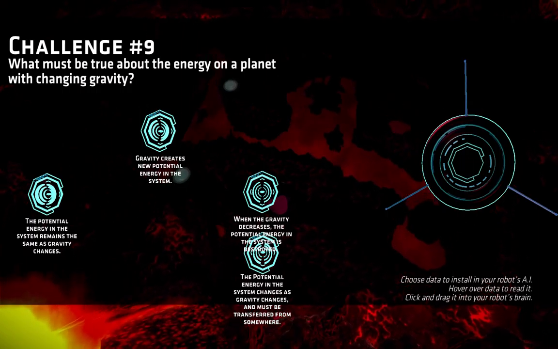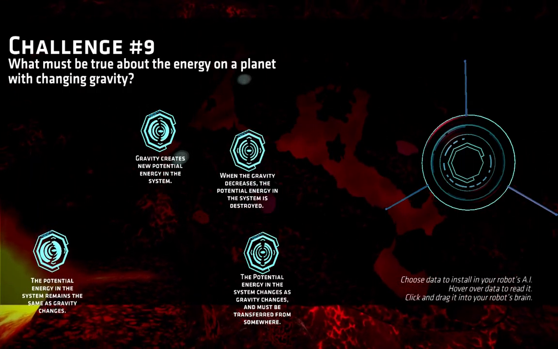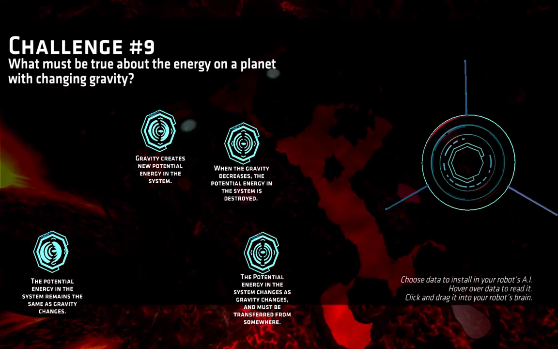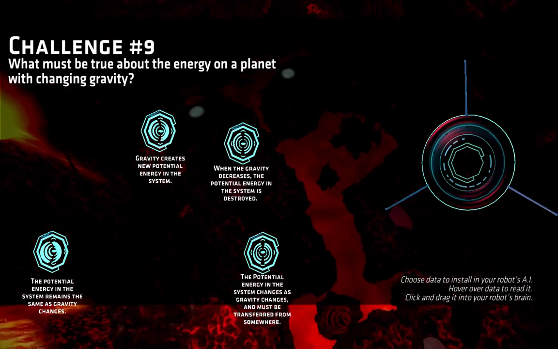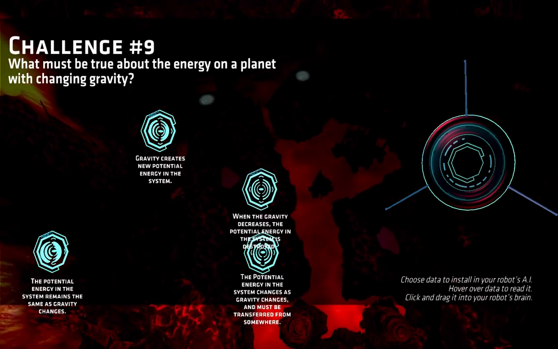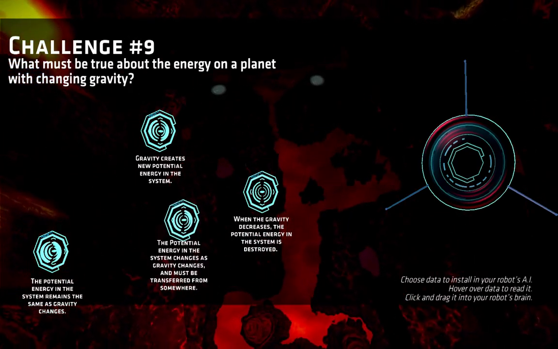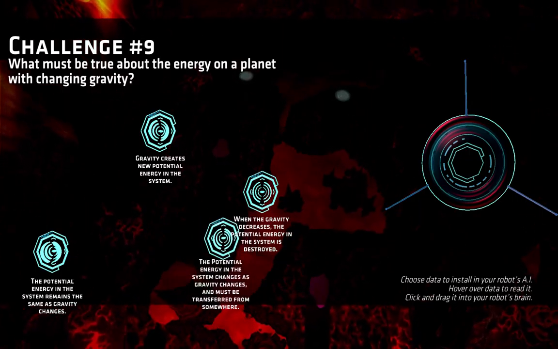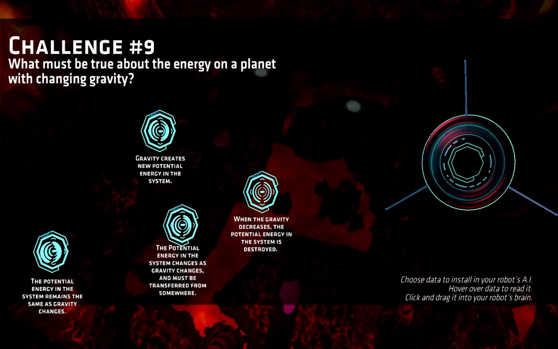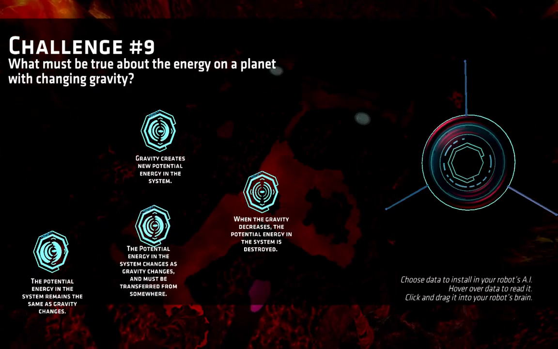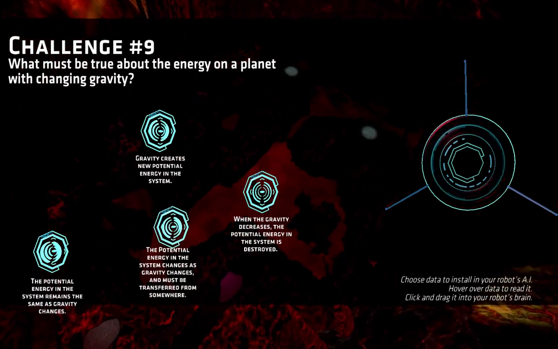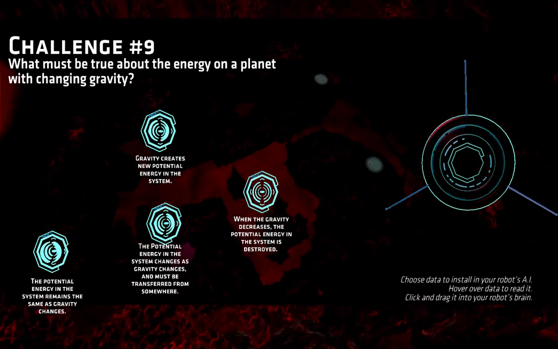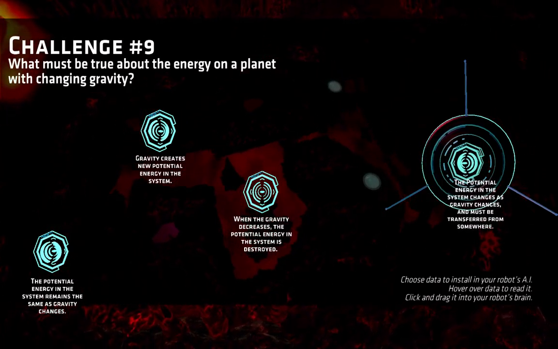When the gravity decreases, the potential energy of the system is destroyed. Again, destroyed here is the key word. We know that energy can't be destroyed. So that leaves us with the last question. The potential energy in the system changes as gravity changes and must be transferred from somewhere. So this is, again, what we've been noticing the entire game, that there is a transfer of energy. This question is meant to be a little bit conceptually challenging and might require some facilitation to further deep dive into the second law of thermodynamics as a clarifying point.